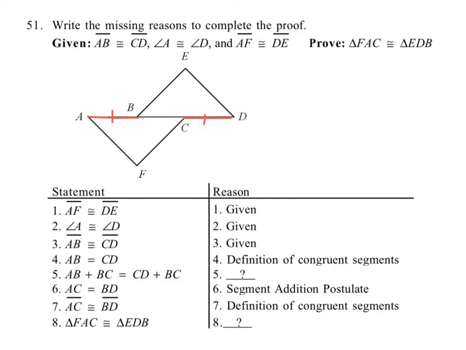Okay? We know that angle A is congruent to angle D. This right here is congruent to this right here. And we know that AF is congruent to DE. Okay? Prove that these triangles, FAC, is congruent to EDB.